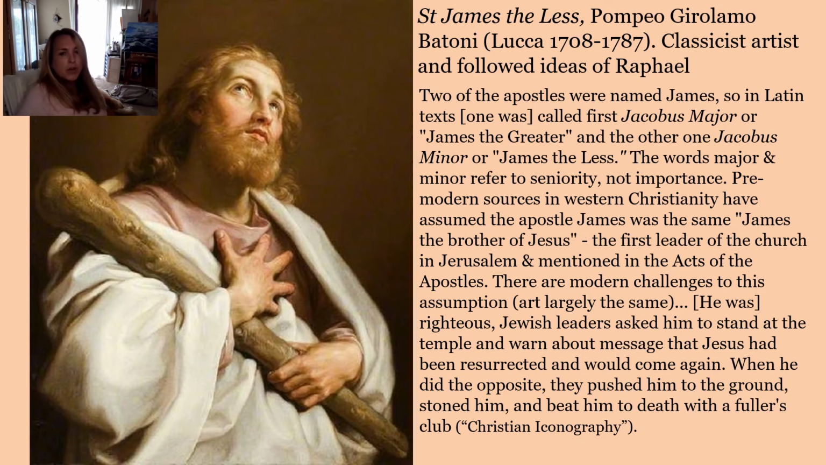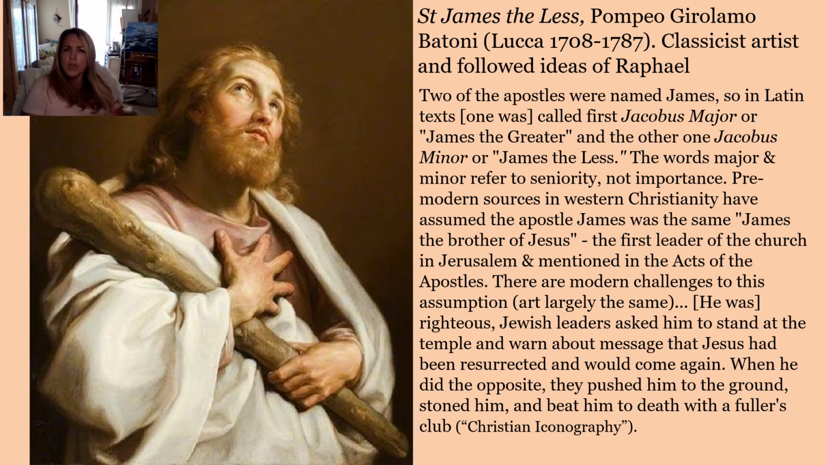So pre-modern sources in Western Christianity have assumed Apostle James was the same James, the brother of Jesus, the first leader of the church in Jerusalem, and mentioned in Acts of the Apostles. There are challenges to this assumption. He was righteous. Jewish leaders asked him to stand at the temple and warn about the message of Jesus of being resurrected and when he would come again. When he did the opposite, they pushed him to the ground, stoned him, and beat him to death with a fuller's club. So he also is shown with the example of his martyrdom.